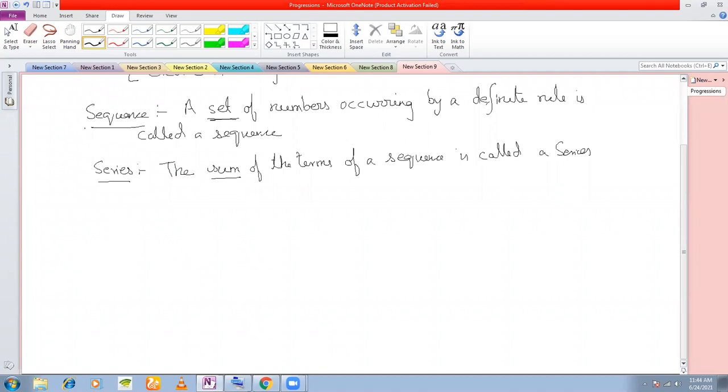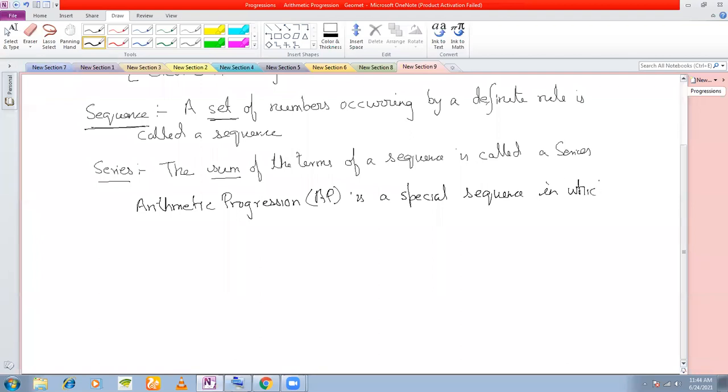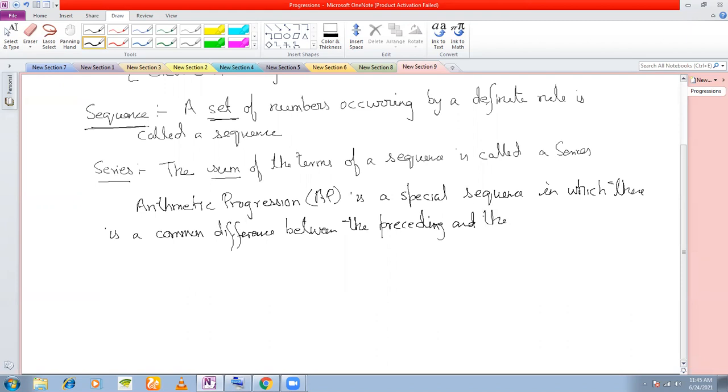Now, arithmetic progression is a special kind of a sequence. Okay, arithmetic progression or AP is a special sequence in which there is a common difference between the terms, between the preceding and the subsequent term.